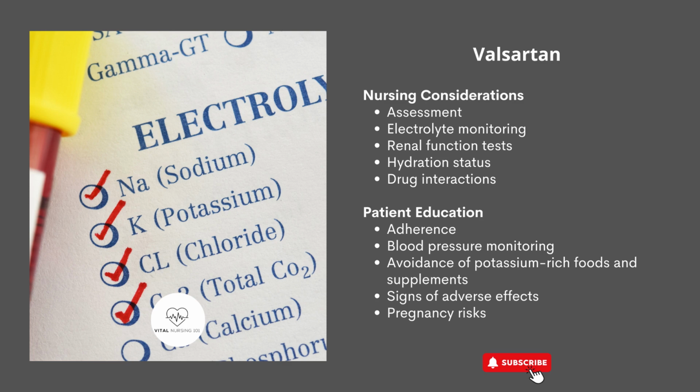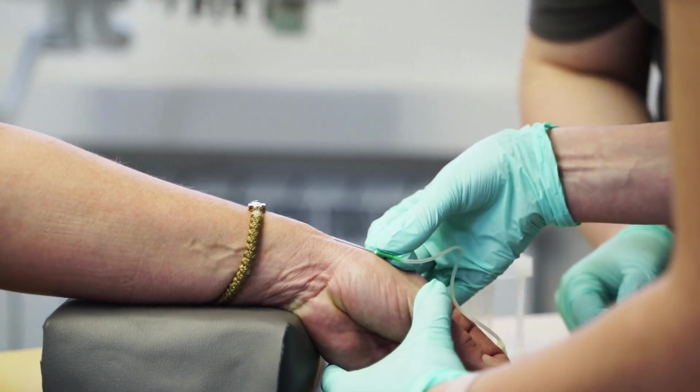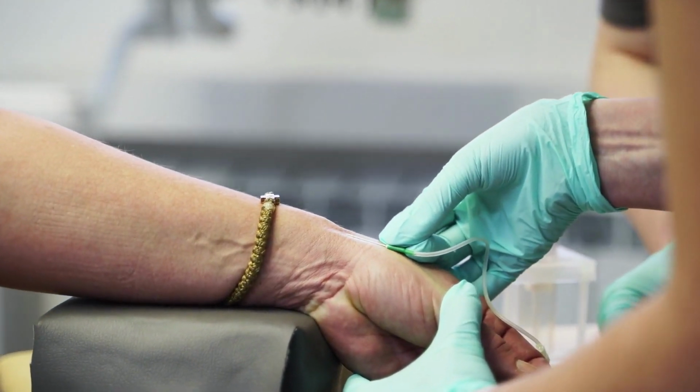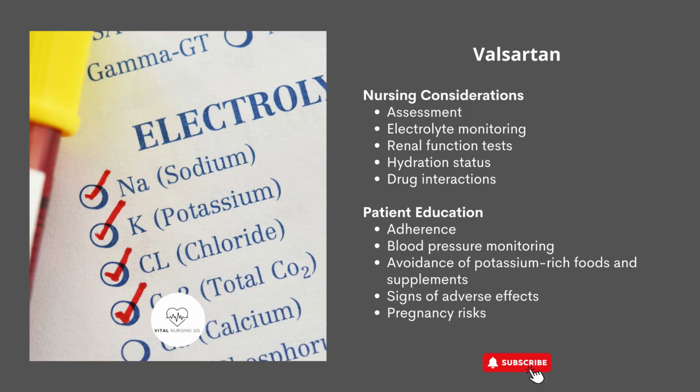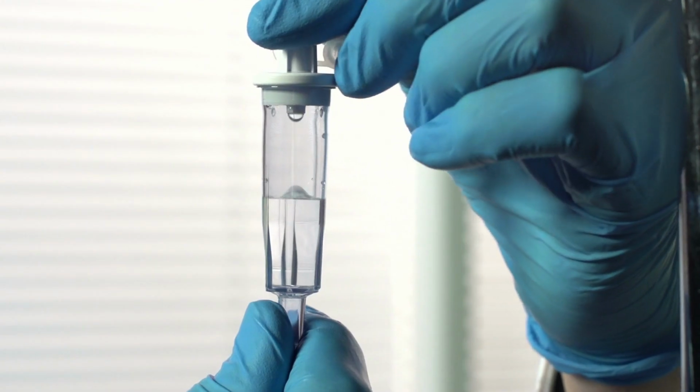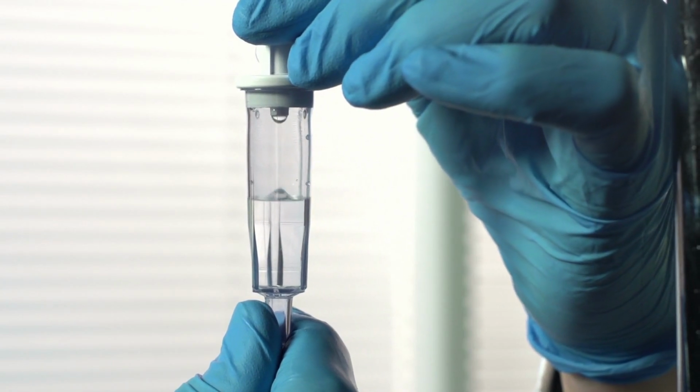Assessment: monitor blood pressure and heart rate regularly to assess the effectiveness of therapy. Electrolyte monitoring: check potassium levels to detect hyperkalemia early. Renal function tests: evaluate kidney function through serum creatinine and BUN levels. Hydration status: ensure the patient is adequately hydrated but not overhydrated, especially in heart failure.